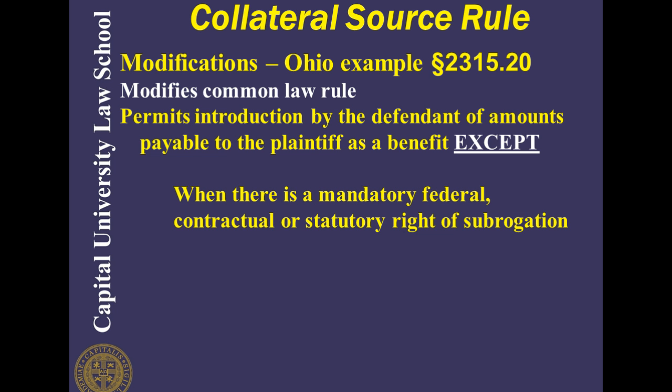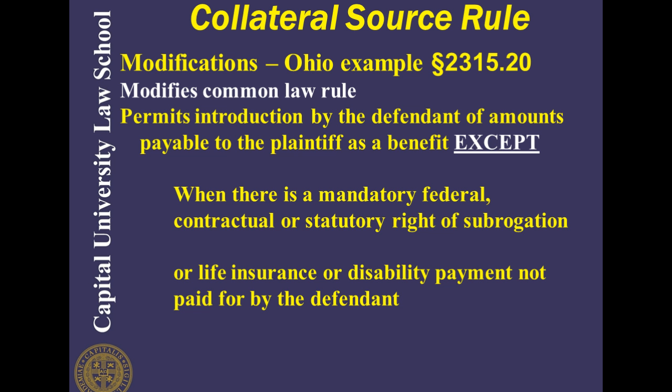The exceptions are when there is a mandatory federal, contractual, or statutory right of subrogation, or where there is life insurance and disability payments not paid for by the defendant. Now, the right of subrogation is really a right written into most insurance contracts. As a result, the insurance company has a right to collect back from the plaintiff any amounts that it has paid out that the plaintiff collects from a defendant. So if the plaintiff were to have incurred $10,000 in hospital bills that were paid by the insurance company and now collects that $10,000 from the defendant, the insurance company, through their right of subrogation, which is really a contractual right, may collect that and seek that payment back.